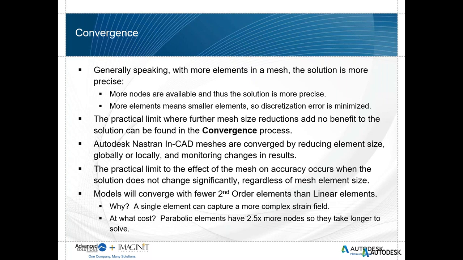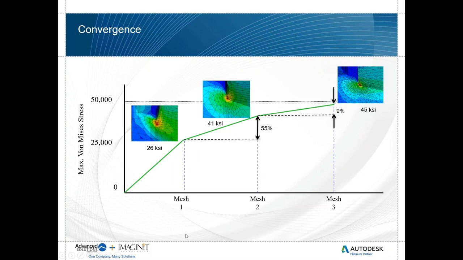So mesh convergence allows us to come in and say, all right, when the percentage of change in this is smaller than a certain amount, then I don't want to do it anymore. That's accurate enough. Okay. To kind of show you a visual of that, we'll look at this.